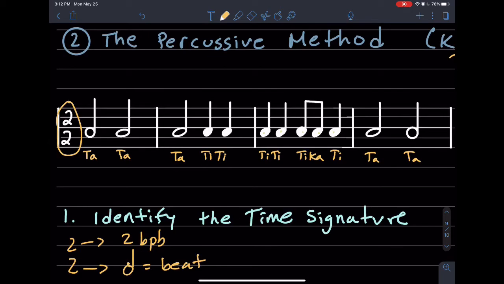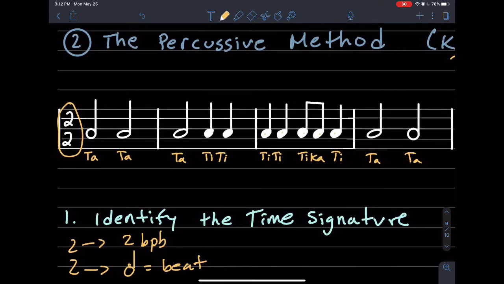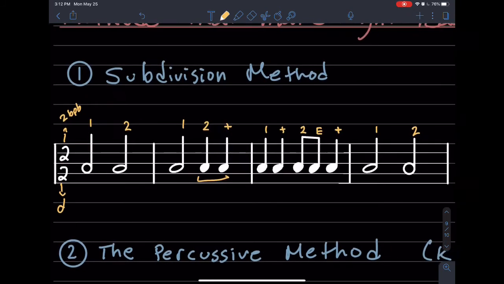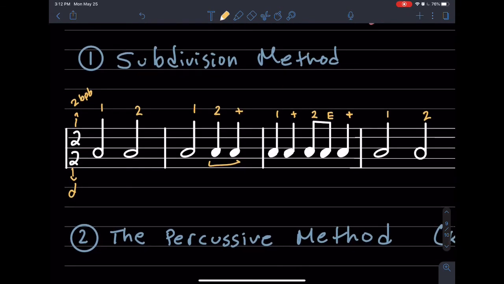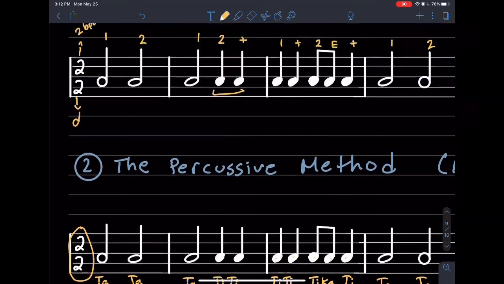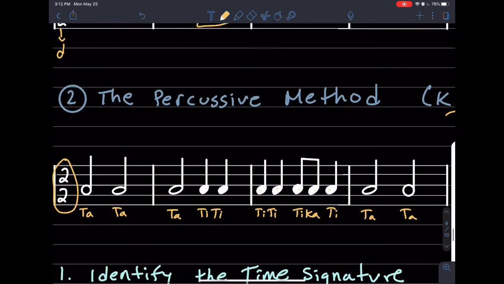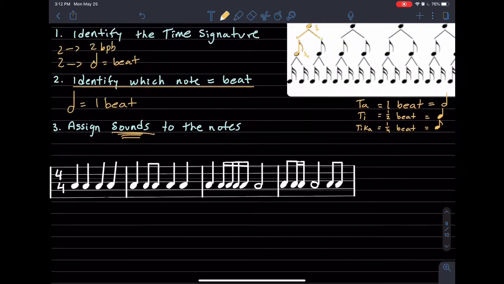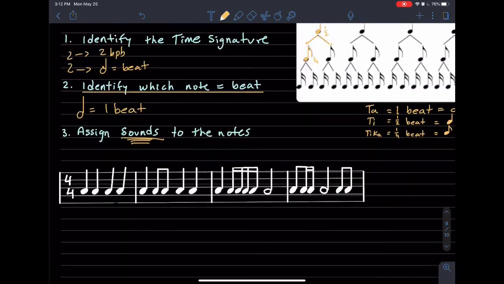And that's the rhythm. Now imagine how easy that makes it. In my opinion, I think it's so much easier than going through and doing all the math on the spot. So although it's the same 1, 2, 1, 2, and 1, and 2 E and 1, 2, I think it's so much easier to say ta, ta, ta, ti, ti, ti, ti, ti-ka, ti, ta, ta. Right? Let's do another example. Let's erase what we've done here.